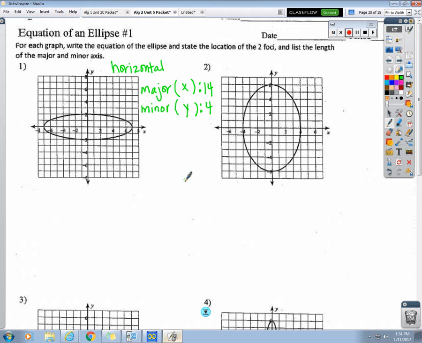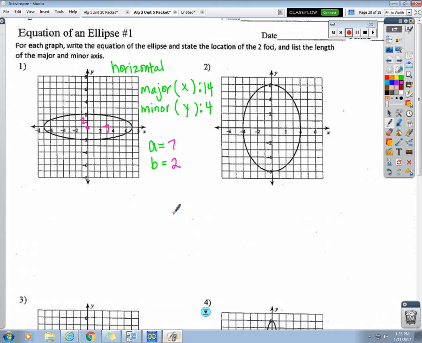4. Okay? Now we need to identify the A and the B. What do you know about A and B's relationship? A is always bigger. So let's do the length from the center to the side and the center up. What's the length from the center to the side? 7. What about the center up? So A will be 7 and B will be 2, because A is always the bigger one.